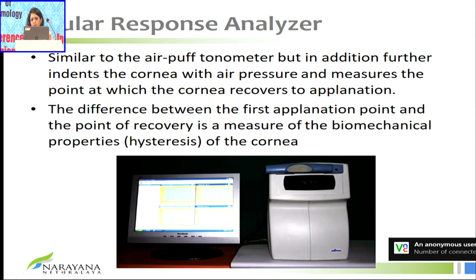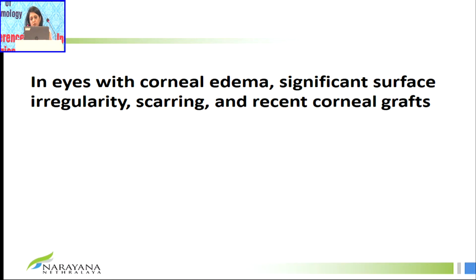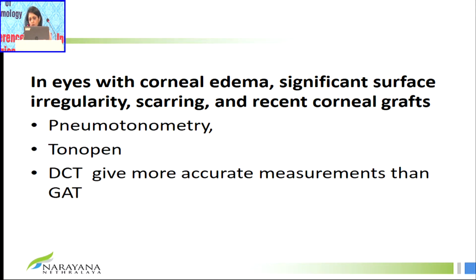Now, similar to the ORA, the Corvis are 2 new instruments which give us the corneal hysteresis, a relatively new concept wherein the biomechanical properties of the cornea are measured and a true intraocular pressure is given irrespective of the biomechanical properties of the cornea. So in eyes that have corneal edema, significant surface irregularity or scarring or recent corneal grafts, the instruments that would be useful would be pneumotonometry, a tonometer, or a DCT.